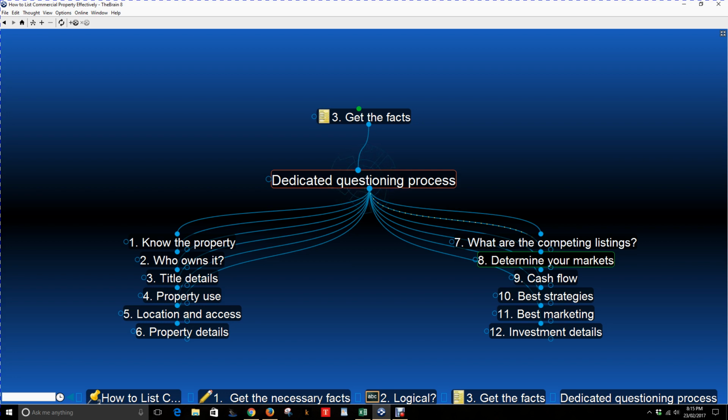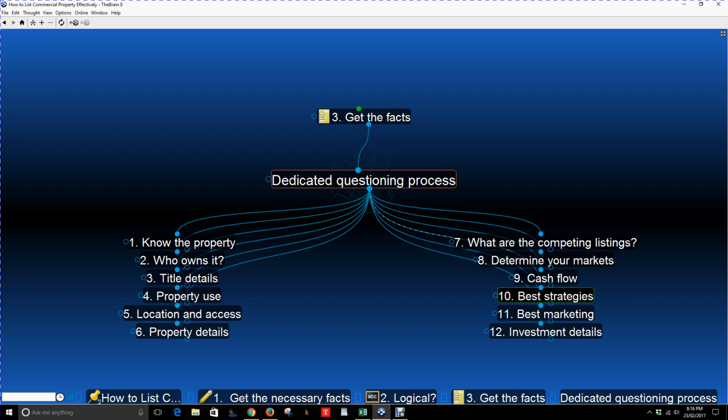So determine your markets. Where are those markets? The primary market, the secondary market, the markets that impact the listing. Look at the cash flow for the property, and that will involve a lease analysis to see what the income is actually doing. In an investment property, you do need to analyse the leases and the rental income and the outgoings recovery in every way possible.